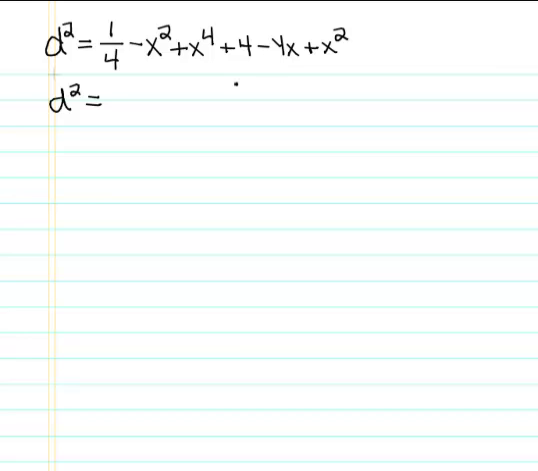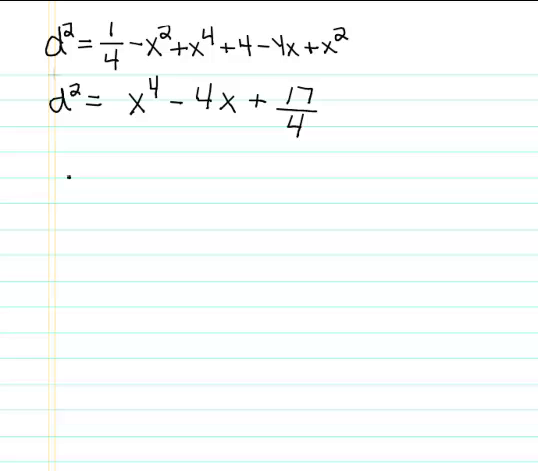So by simplifying this just a little bit more, we get that d squared is equal to x to the fourth minus 4x plus 4 and 1/4. Or 4 and 1/4, since this is the same as 16 over 4, it's the same as 17 over 4. So I'm going to write it like that to begin with.